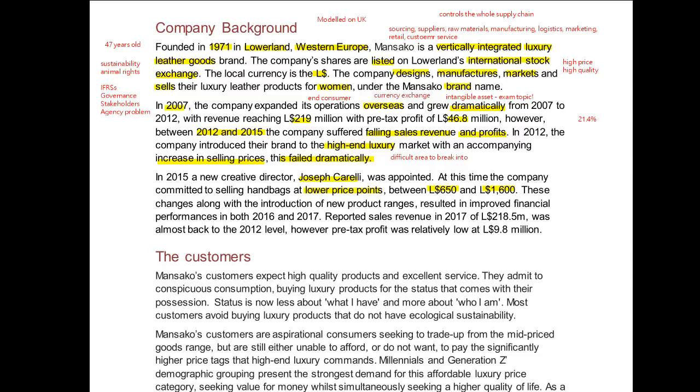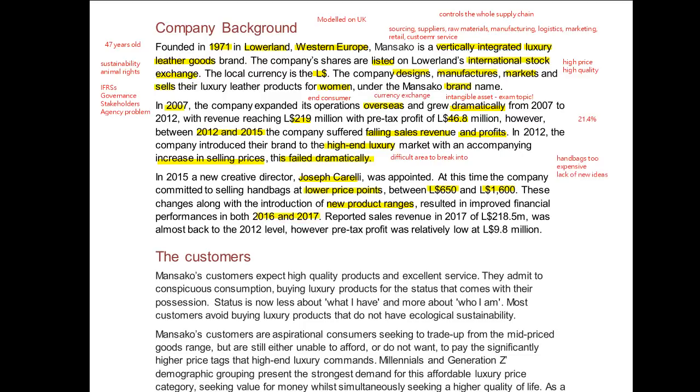These changes, along with the introduction of new product ranges, so often another issue here might have been the fact that there was a lack of innovation, a lack of new products. So new product ranges resulted in improved financial performance in the last couple of years.